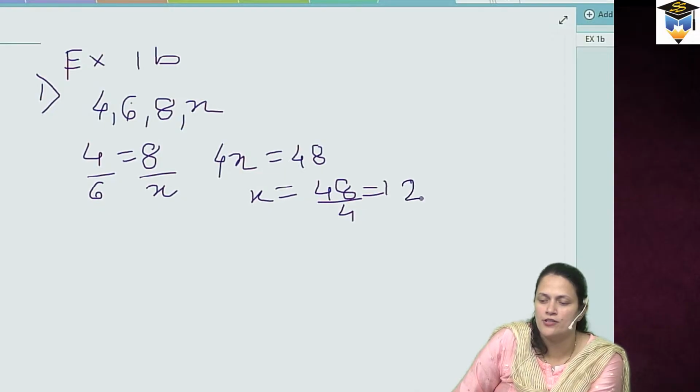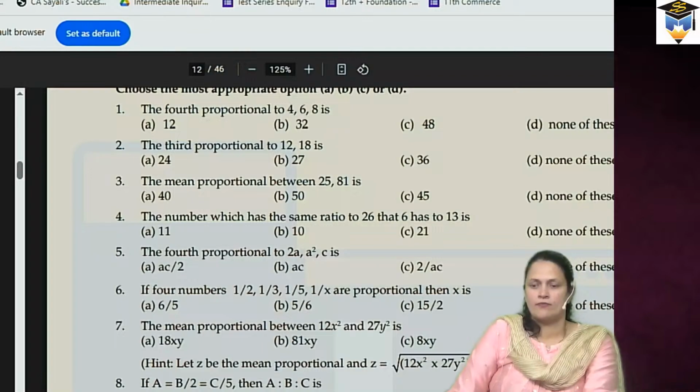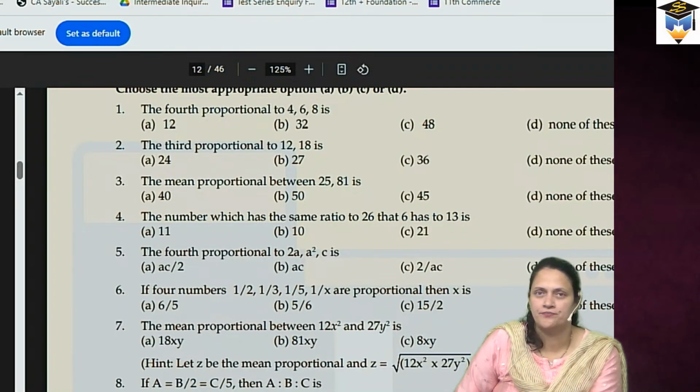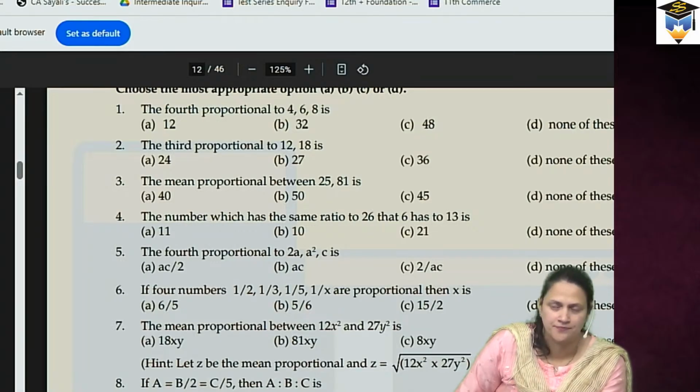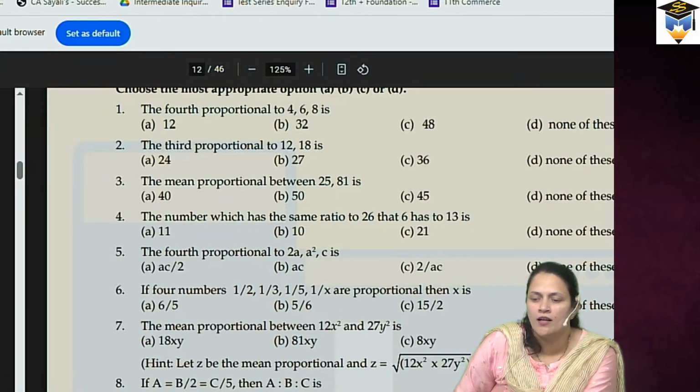So that is option A for the first one. Correct. And 4 and x will be the extremes. Okay, so the answer for the first one is option A, 12.